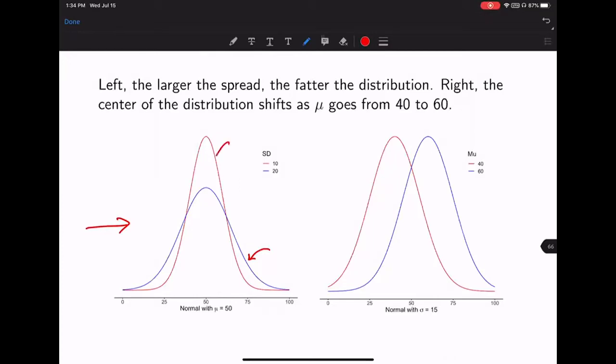The one in red has smaller standard deviation, right? So it's much more truncated. Okay, so the standard deviation tells us how spread out the distribution is. In contrast, when we change the mean, the center of the distribution changes. The one in red is when the center, the mean, is at 40. This is when the center is at 60. So again, the mean is where the center lies. The standard deviation, in contrast, is how spread out the distribution is.